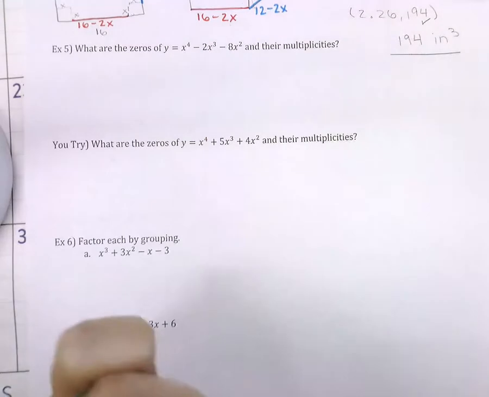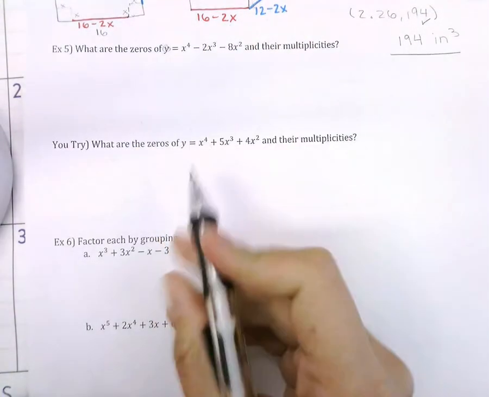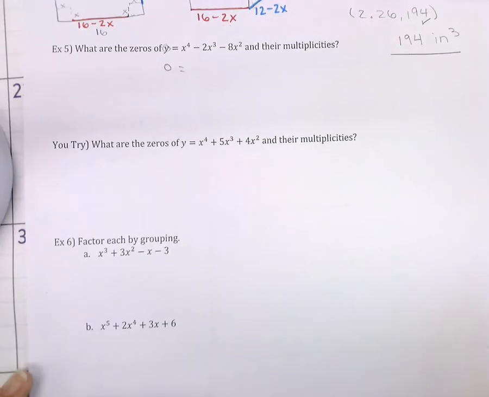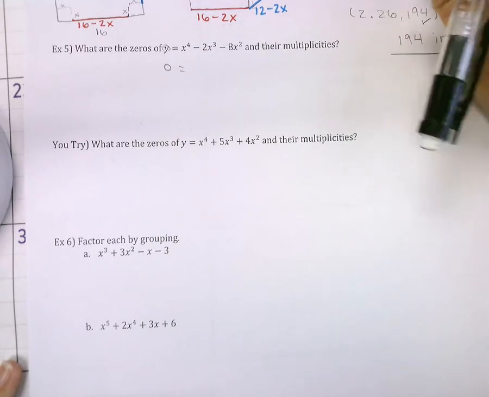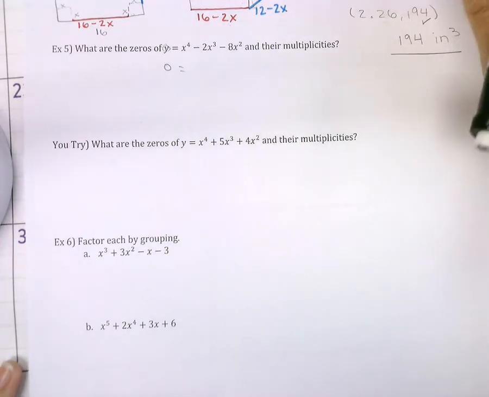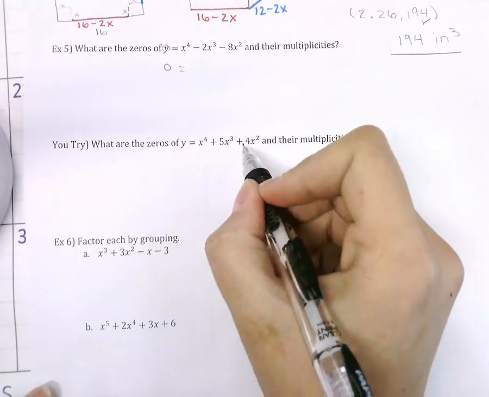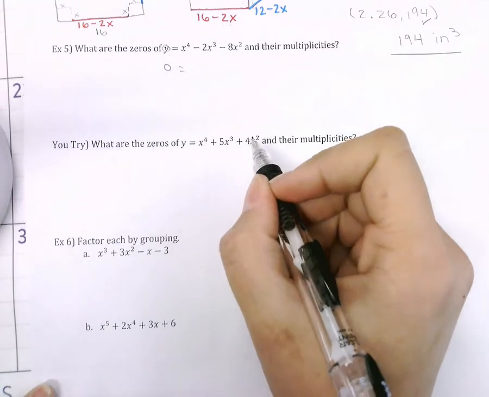First thing you're going to do if you're finding zeros is you're going to let your Y be 0. Or if it's an f of x, you're going to let that be 0. Okay, and then for all these questions, because we're still in section 2, we should be able to factor out a greatest common factor.